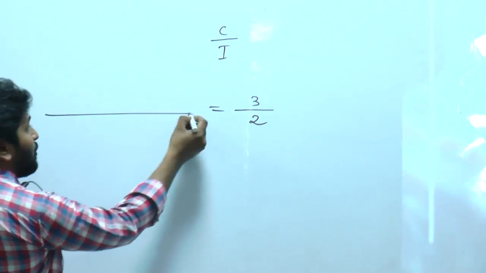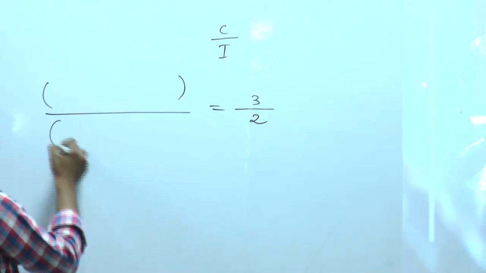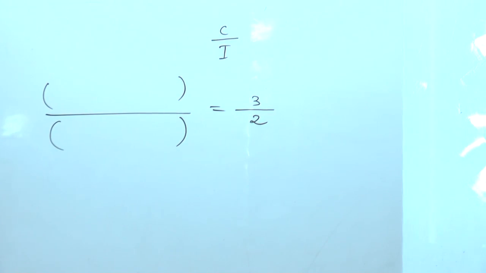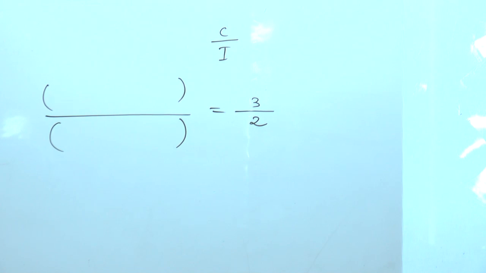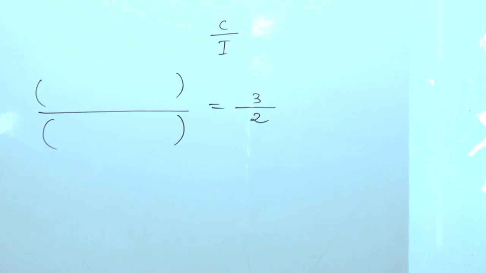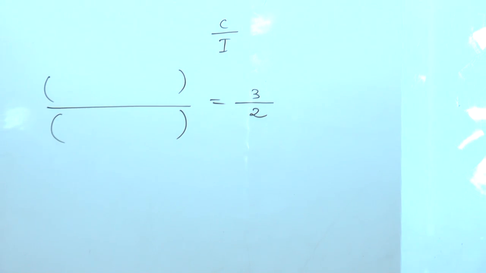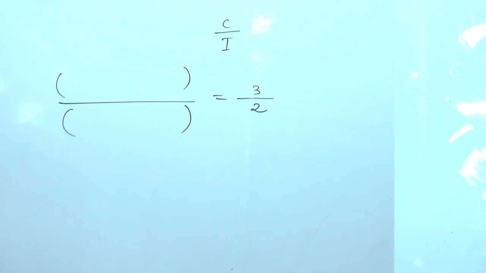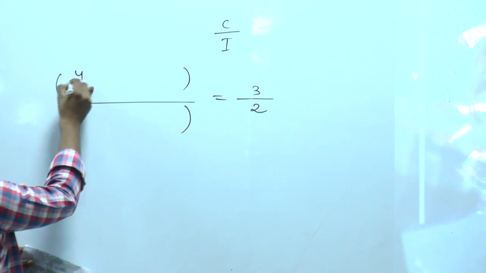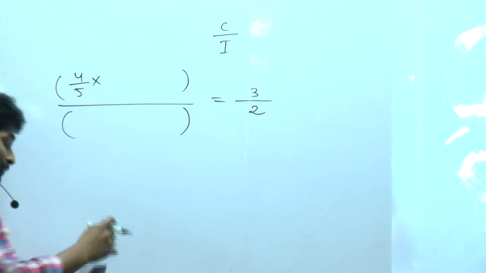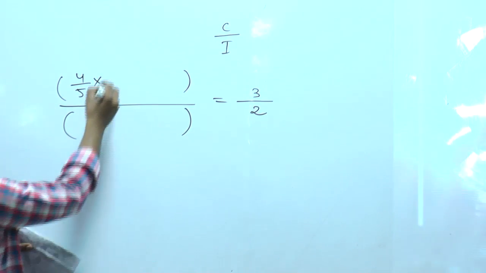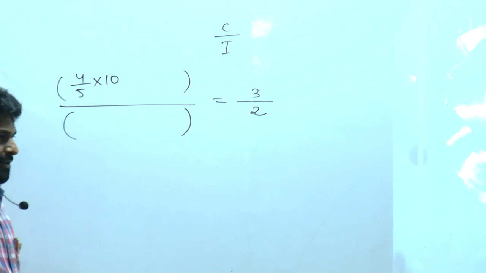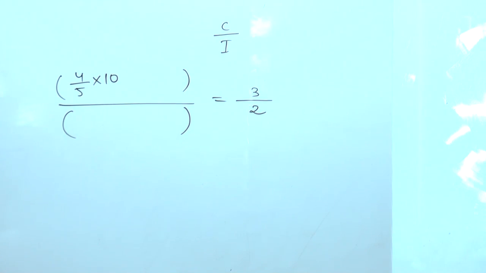This will be equal to total copper and total iron content from these two vessels together. From the first alloy, what is copper? 4 parts out of 5 parts. And what quantity is taken from that? 10 kgs. Or else, wait a minute. So you can go for conversion, no issue.